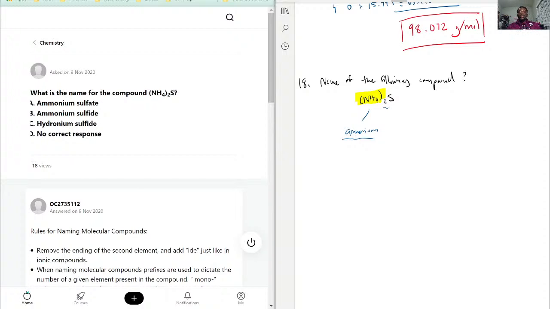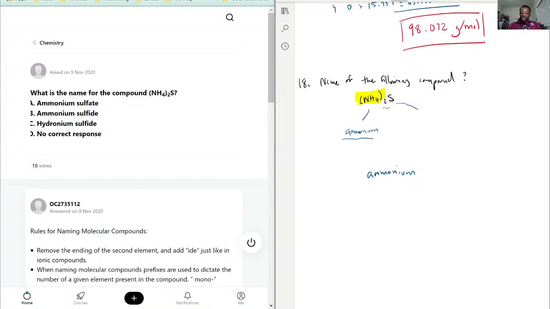So you will never see something like diammonium. Ammonium itself works almost like a metal, if that makes sense, at least with the naming. With the naming, it's the metal component, so you wouldn't need to indicate how many you have. So that's why it just stays as ammonium. Okay, so right now we have ammonium.